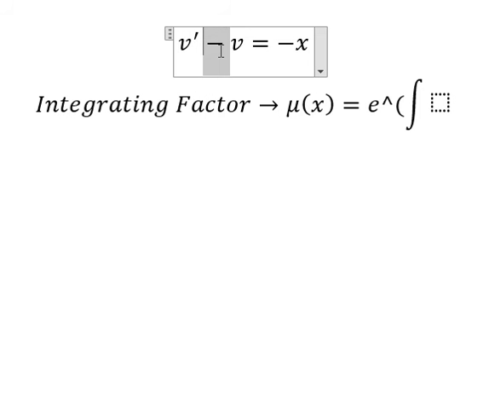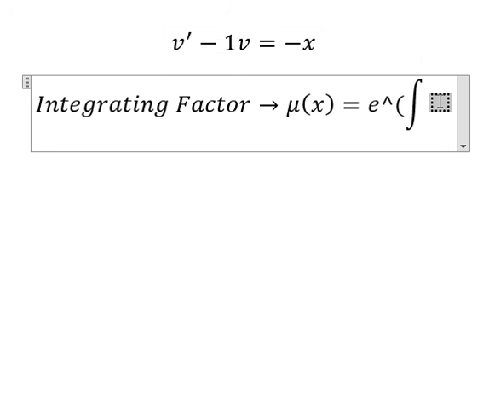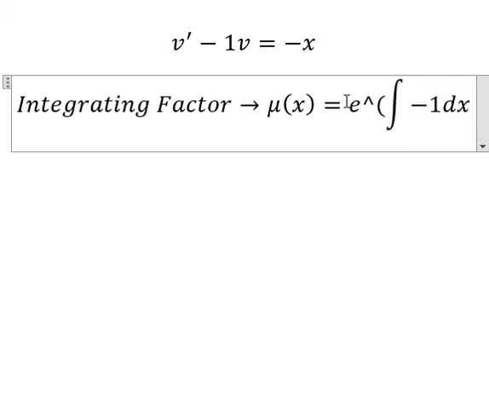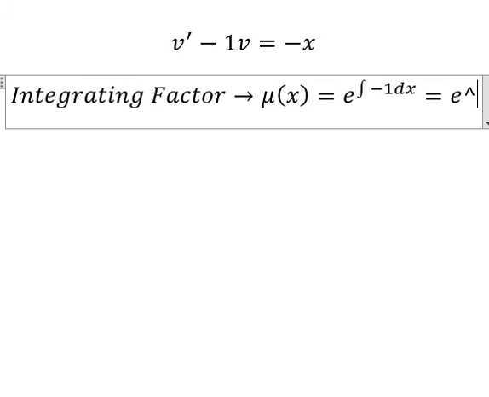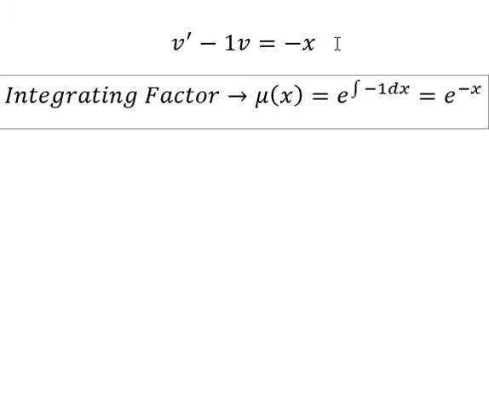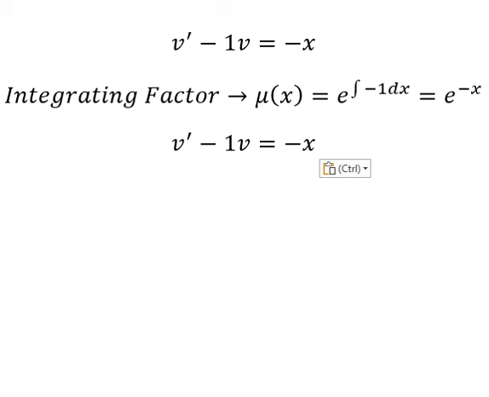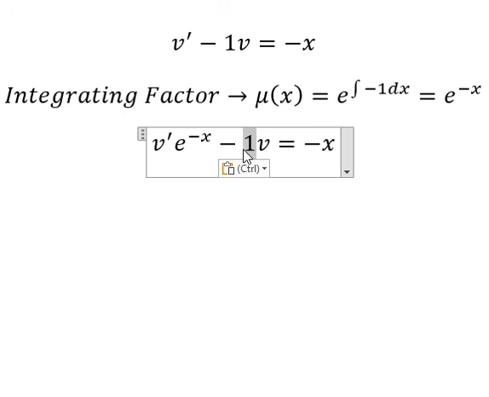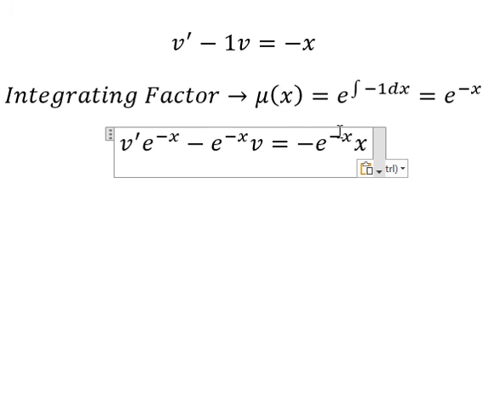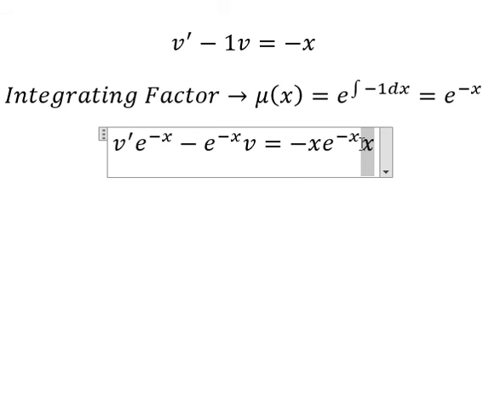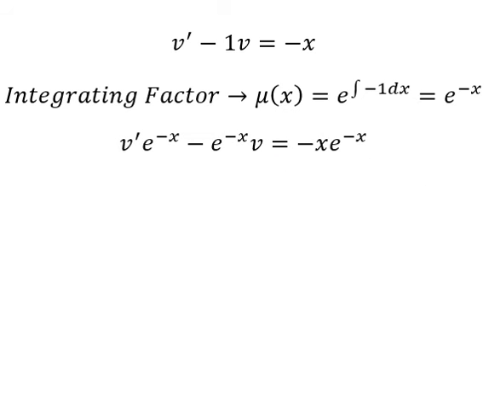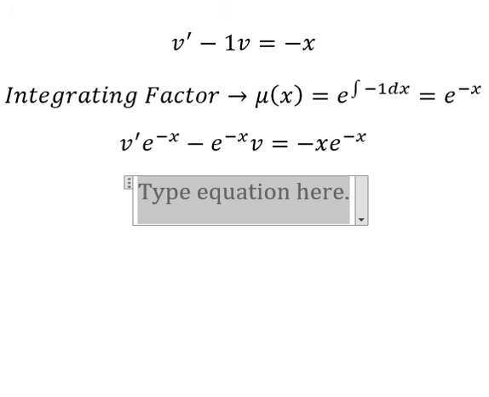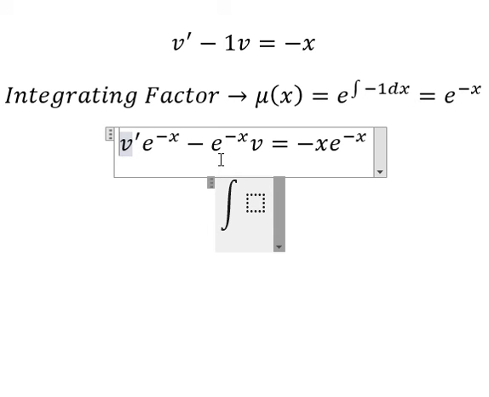So we see that the number next to v is negative 1. So I will put negative 1 in here. And we have e to the power of negative s. That means we multiply both sides by this one. Next, we put the integration on both sides.